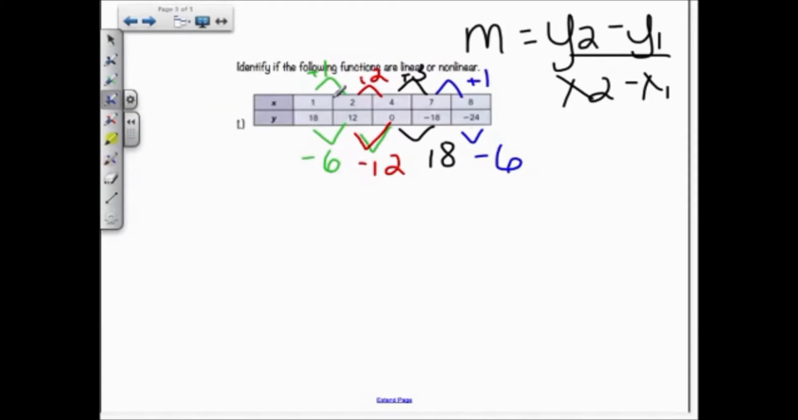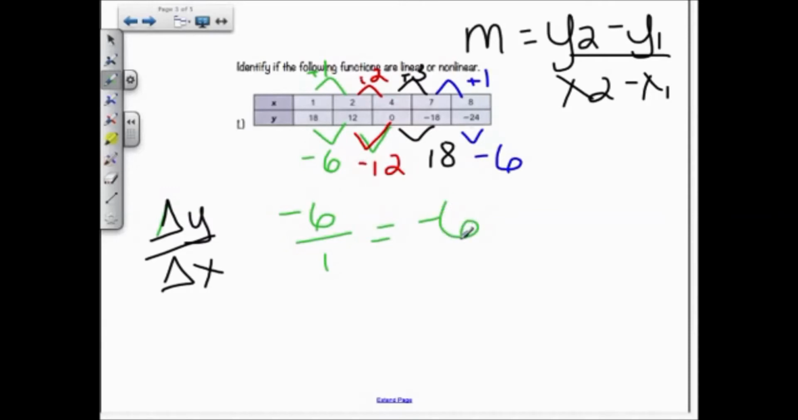Again, the way I'm figuring it out is 1 to 2, I'm adding 1, 2 to 4, I'm adding 2, 18 to 12, I'm subtracting 6, 12 to 0, I'm subtracting 12. Now, the rate of change is the change in y over change in x. We also talked about this formula. This is the delta symbol. It means the change. So the change in y over the change in x. From the first to the second coordinate, the change in y is negative 6 over the change in x, which is 1. So I know that this rate of change is negative 6.